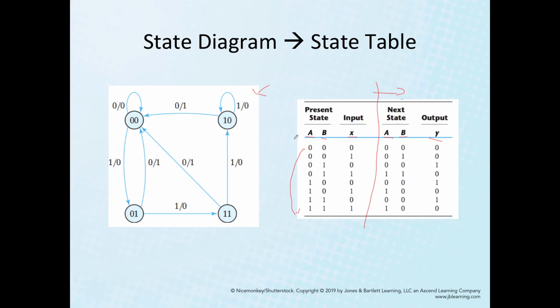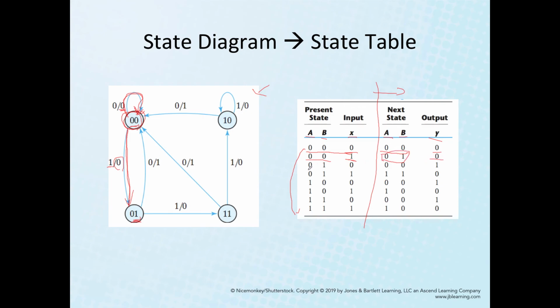So how do we find that? The first row is A and B are 0, input is 0. A and B are 0 means state 0 0. When input is 0, this is the arrow. It remains in the same state 0 0 and produces output 0. Next, when AB are 0 0 and input is 1, what you see from the diagram is that we go to state 0 1 with output 0.